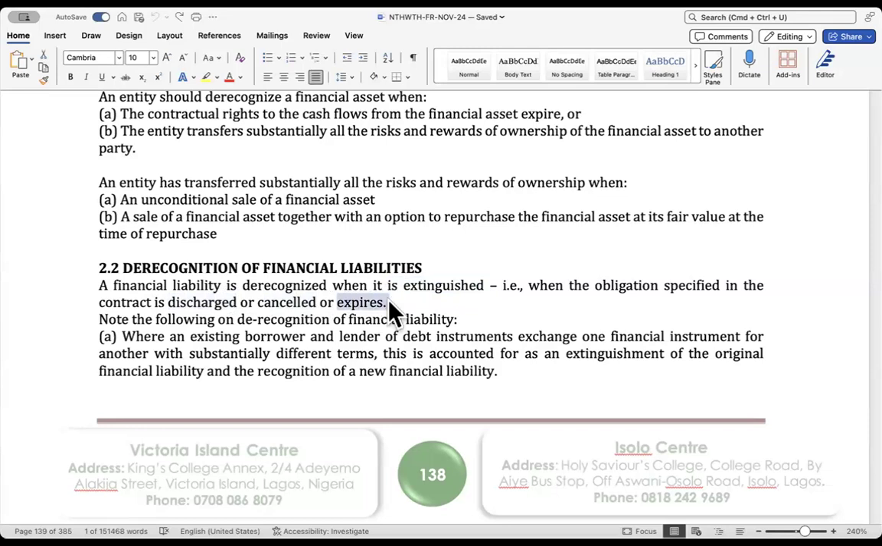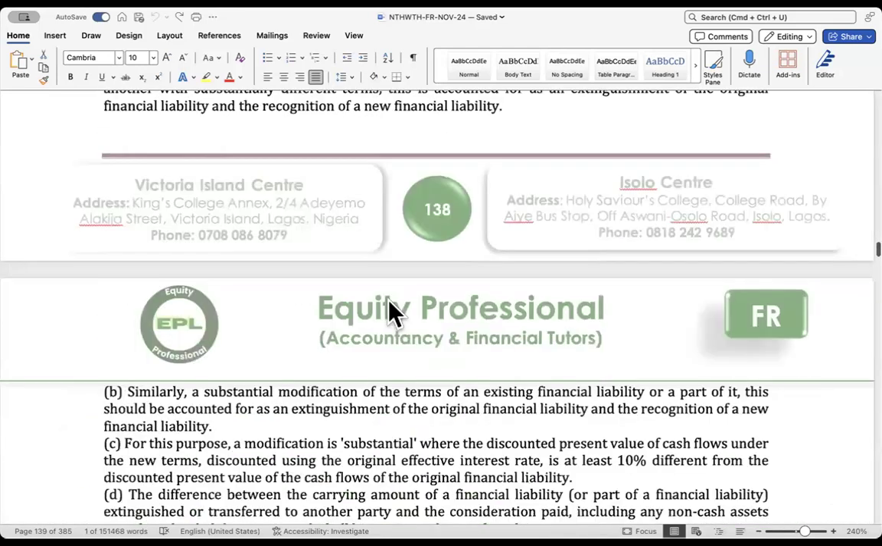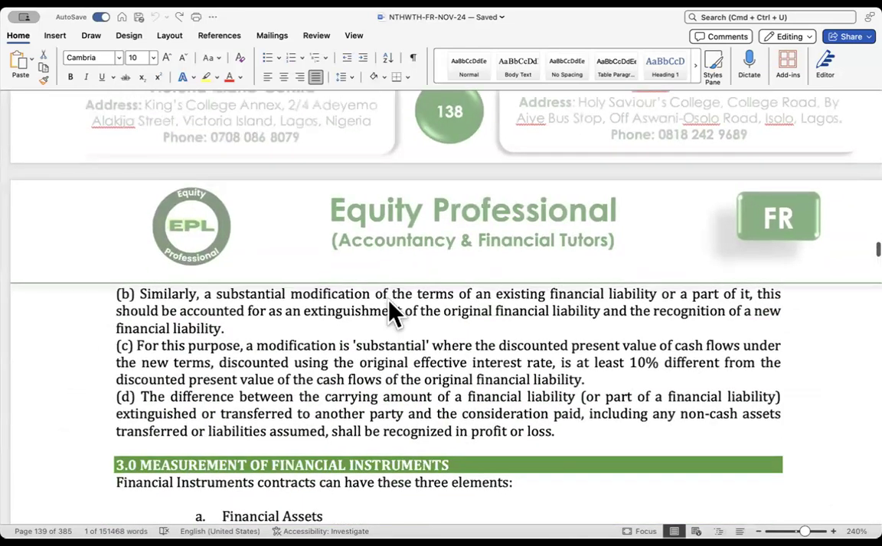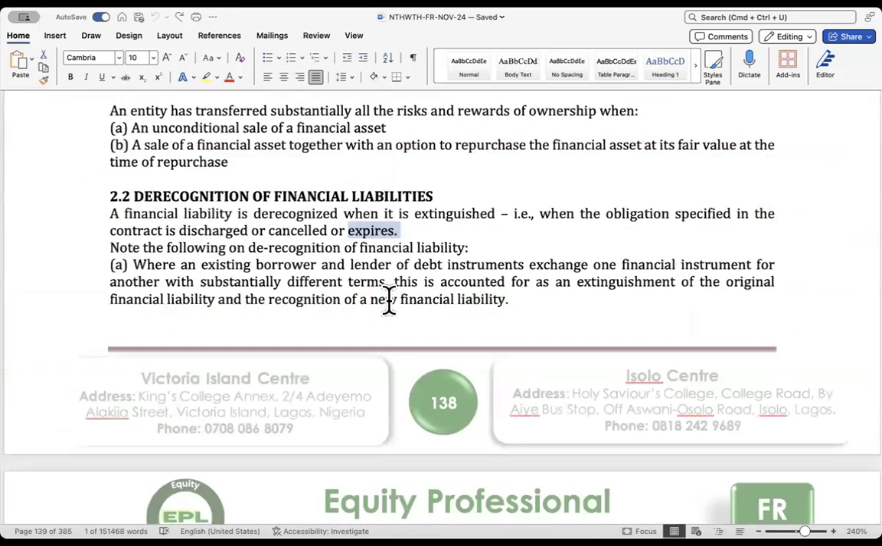So either of those three would make you derecognize the financial liability. Okay. And majorly, that is what you need to know. Even though I put some other details here in your notes, it doesn't really concern you that much. I'm talking about other things that could lead to the derecognition of a financial liability.